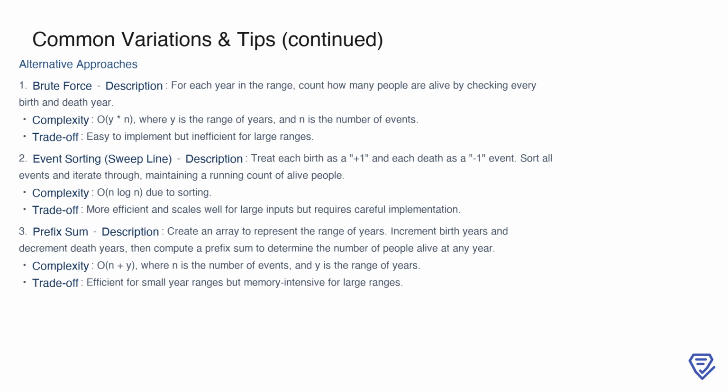Alternatively, the prefix sum approach involves creating an array for the year range, incrementing at birth years, and decrementing at death years. Computing a prefix sum over this array gives the population count for each year. This method has a complexity of O(n + y), making it efficient for small year ranges, but the memory usage can become prohibitive for large year ranges. Choosing the right approach depends on the problem constraints and the input size.